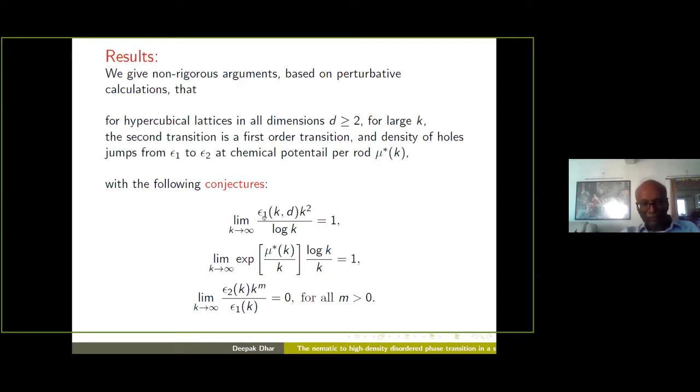So epsilon 1 is the density of holes at the left of the transition. And for large k, this goes like 1 by k squared in this particular way. The chemical potential mu star also has some dependence, which can be written like this. And the density of holes on the right of the transition is epsilon 2 of k. And that has this behavior, that its ratio to epsilon 1 of k is very small.